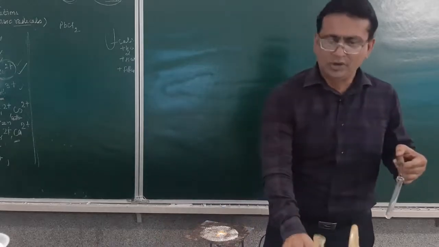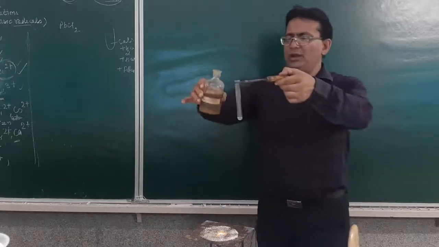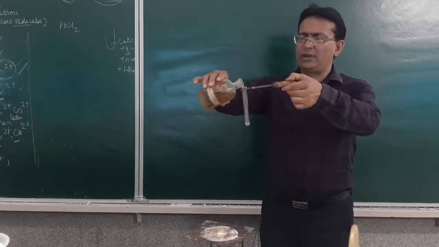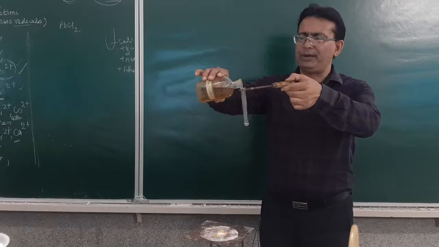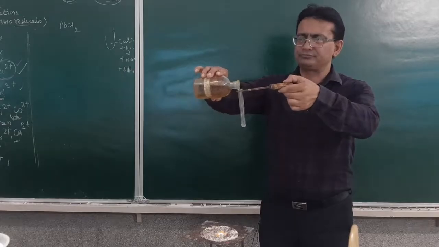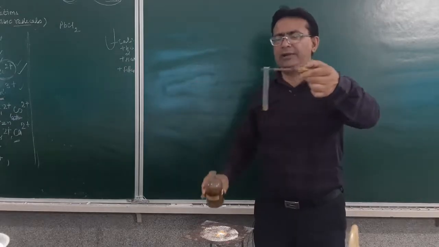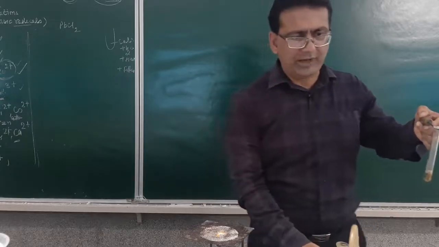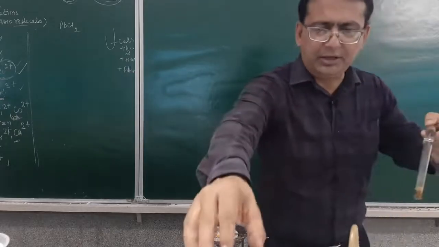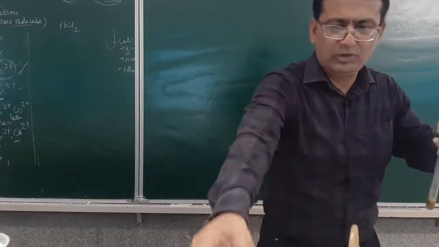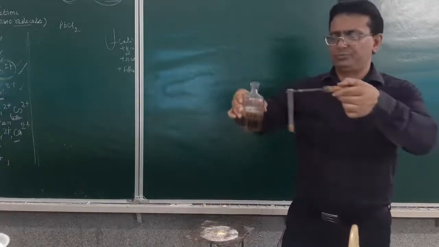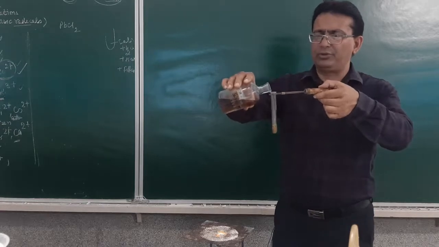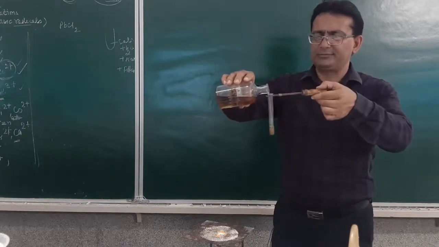Am I clear? So here what we need to do is add in a controlled manner a bit of freshly prepared ferrous sulfate solution. Add it. Yes. Now to this we will add concentrated sulfuric acid from the side of the test tube. And when we add concentrated sulfuric acid from the side of the test tube, let us see what happens.